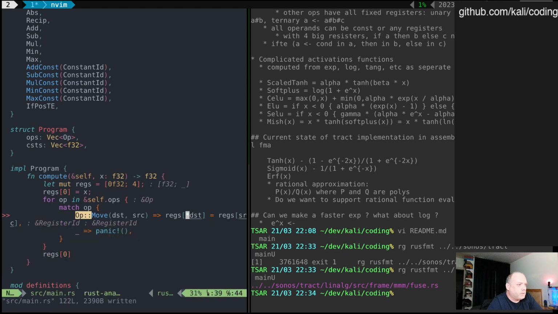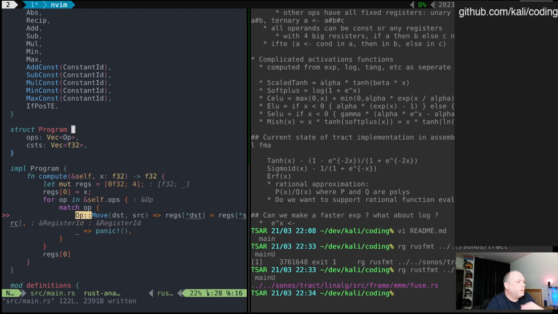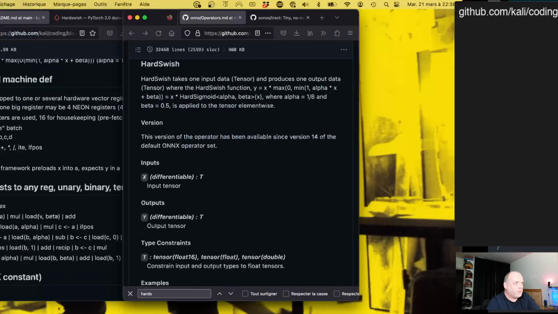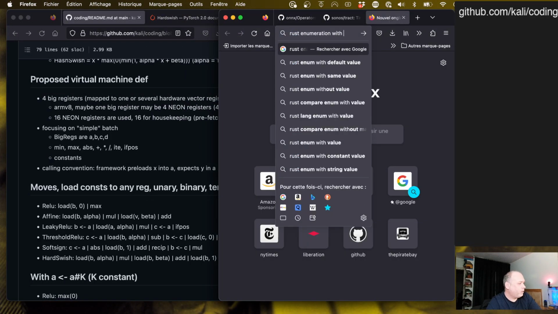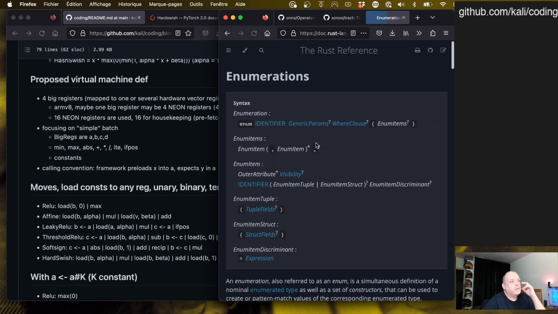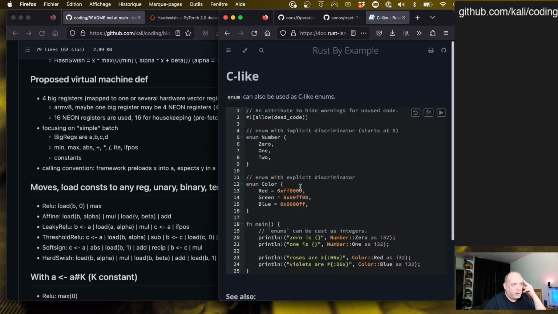Can I do this or not? Doesn't look too good. F32 cannot be indexed by register ID. Can I have a Rust enumeration with numbers? Yeah, it's a bit low level for what I want. Well, yeah, it's a C-like enumeration. So I have, yep.